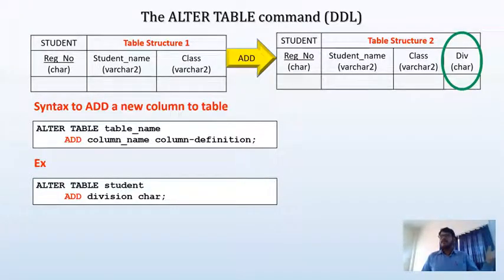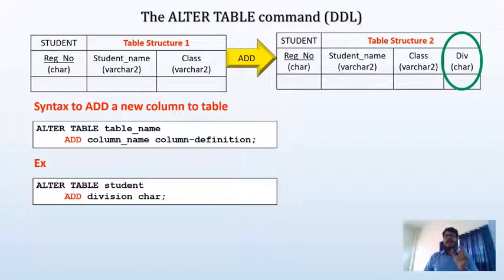If we have not created a student table, there is no use of alter table, isn't it? So alter table student, add is a keyword. Which column do I want to add now? I want to add a division column. So division is the column name, and after that I'm going to specify char as the data type.